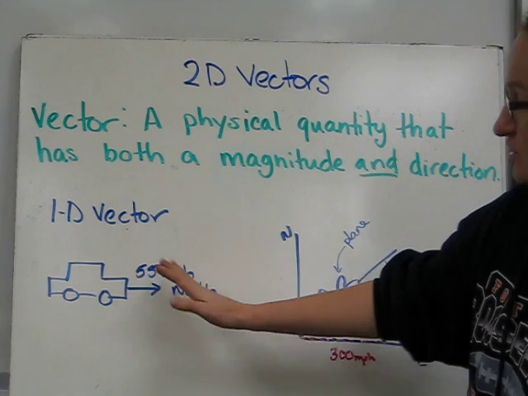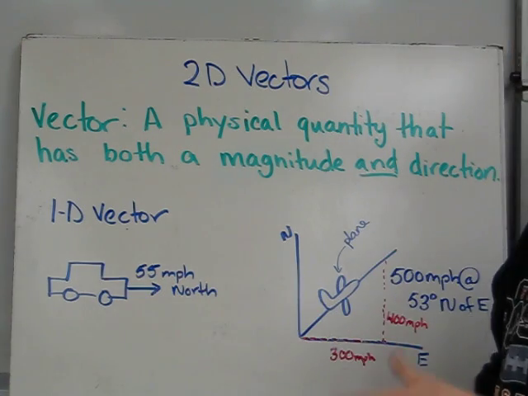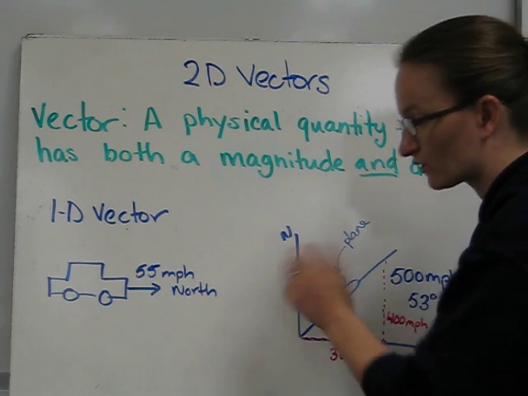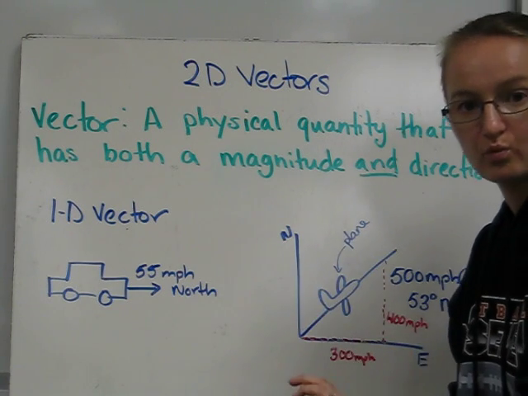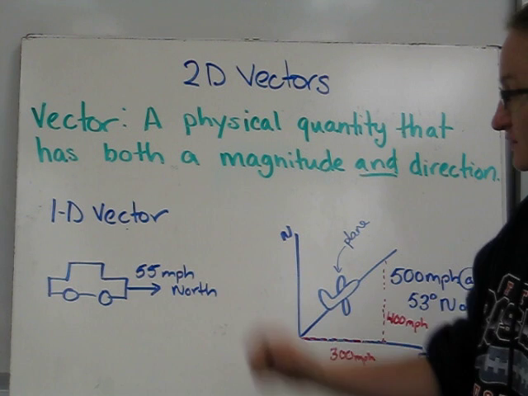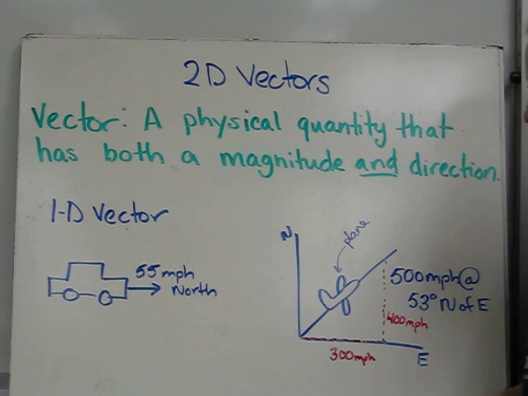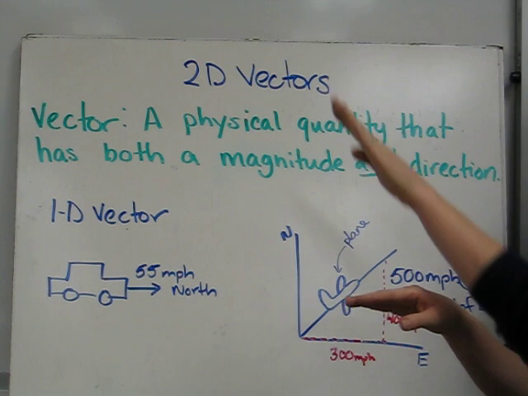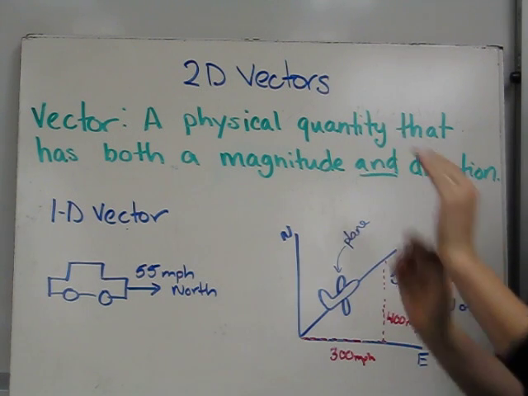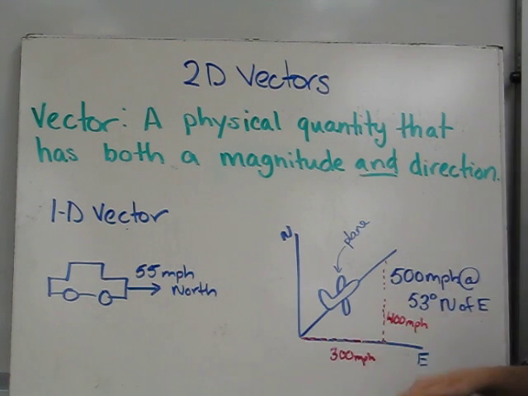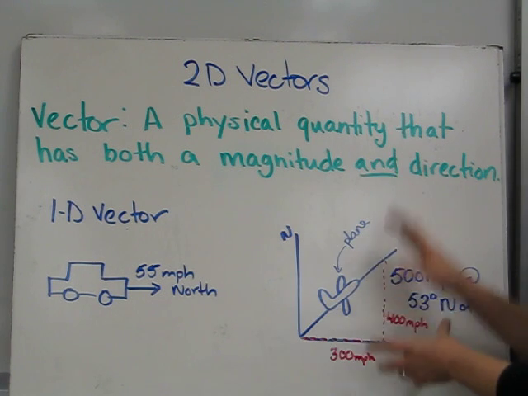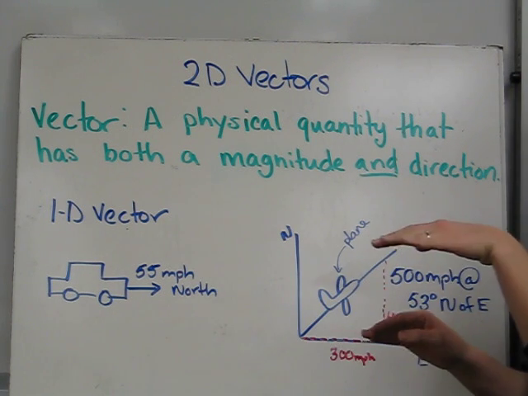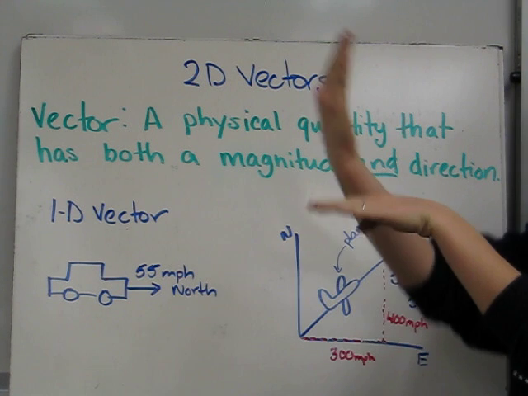So a one-dimensional vector would only have one direction of movement, such as north or south or east or west, and it would have a speed, so 55 miles an hour. A plane during liftoff might be traveling at 500 miles per hour at an angle of 53 degrees north of east, or 53 degrees relative to the ground being 0. So this plane, because it's a two-dimensional vector, has two components. It's both moving forwards and it's moving upwards.